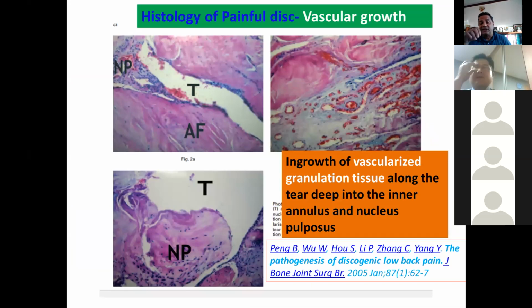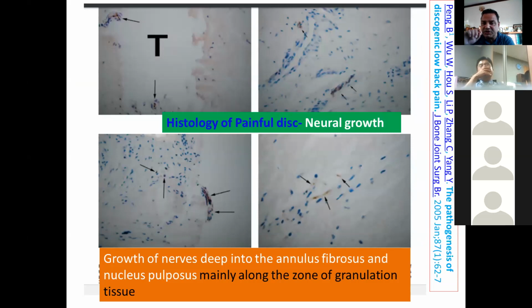And when pathological, symptomatic discs are studied histologically, it is found that though the nucleus pulposus is normally avascular and aneural, when it is pathological and symptomatic, there is an ingrowth of vascular granulation tissue along the tear of the annulus into the nucleus pulposus. Not only vascular tissue, but it has also been shown that there is a growth of neural tissue inside the nucleus pulposus. When there is a growth of the vessels and the nerves, these are the stimulants for the pain in the spine.